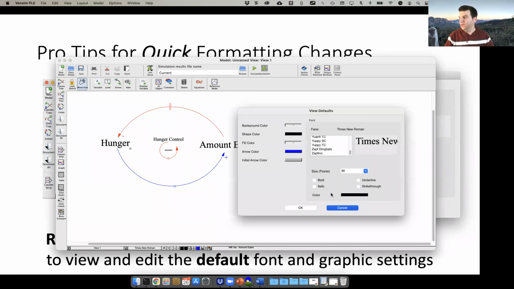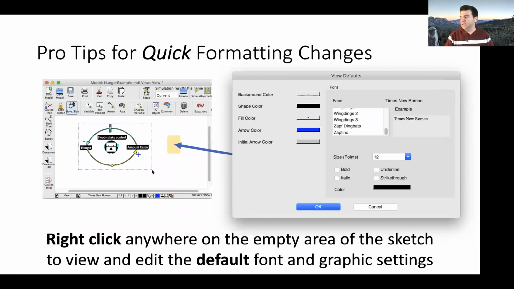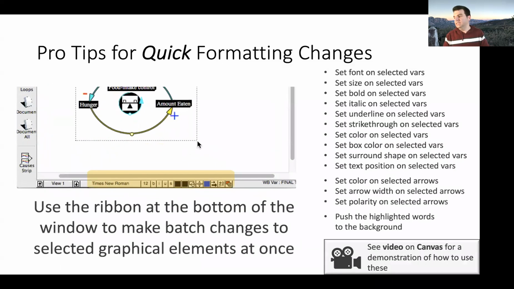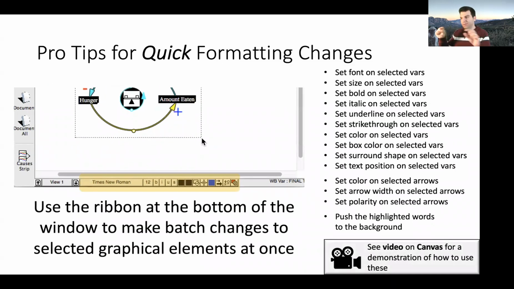The other thing you can do, as I summarize on the next slide, is notice that there's this little ribbon that runs across the bottom. This basically allows you to quickly set the features of whatever is currently selected. So you can select multiple things holding down your shift, for example, and then you can go down here and change their font size, their colors, the arrow type, etc.